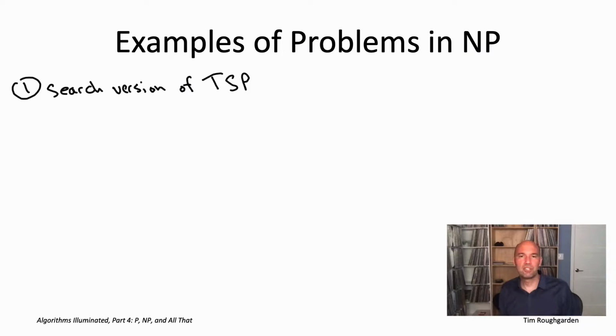The search version of the traveling salesman problem is certainly a member of the complexity class NP, right? We have to check two things. First we have to check the candidate solutions have length polynomial in the input size.